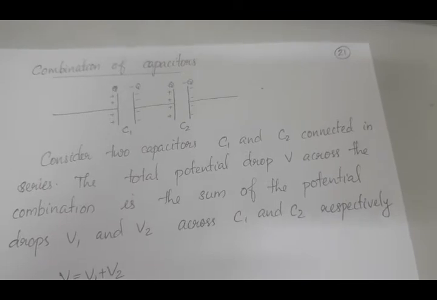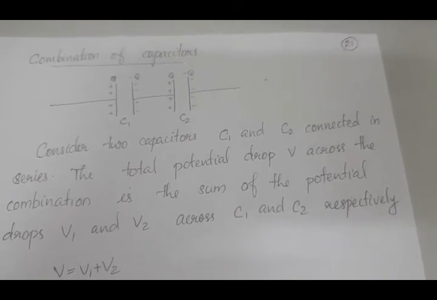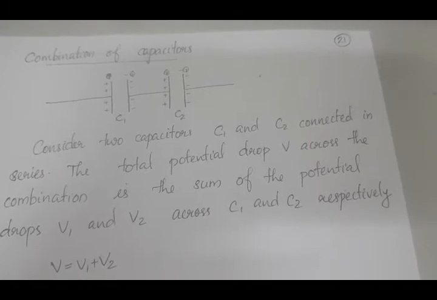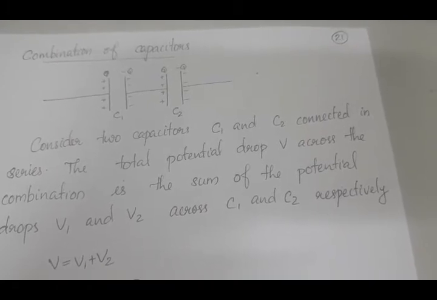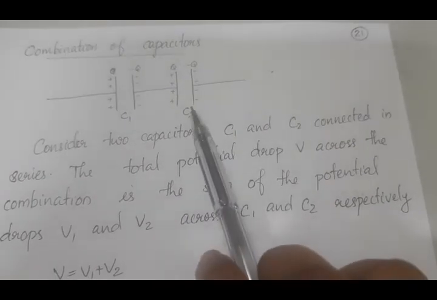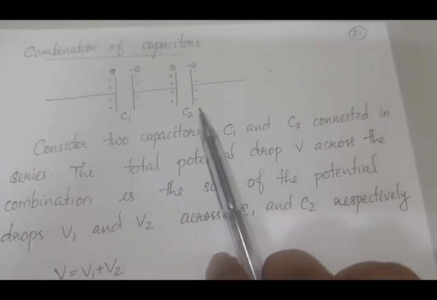Now we will see combination of capacitors. We have already seen the combination of resistors. Resistors can be combined in two ways. One is series combination, another one is parallel combination. So here this is a series combination of capacitors C1 and C2.